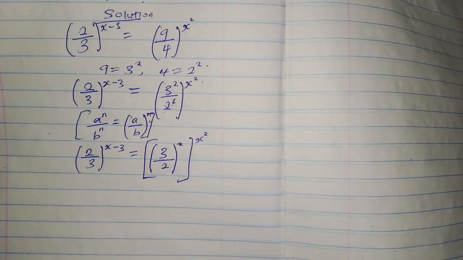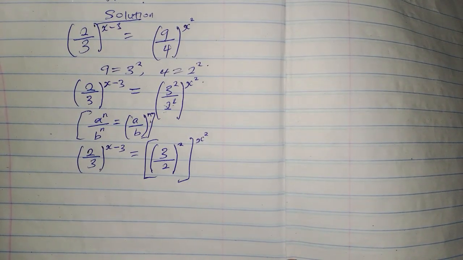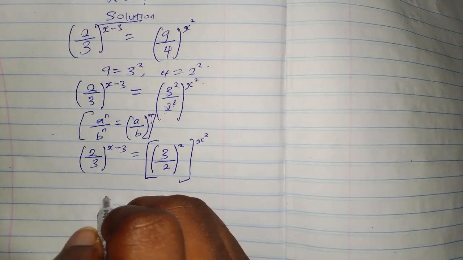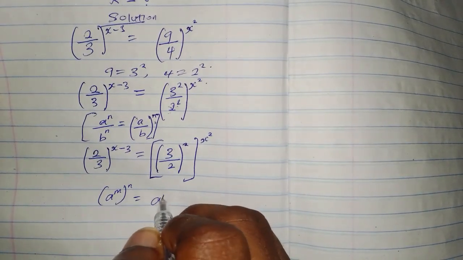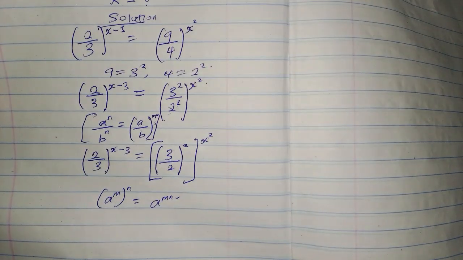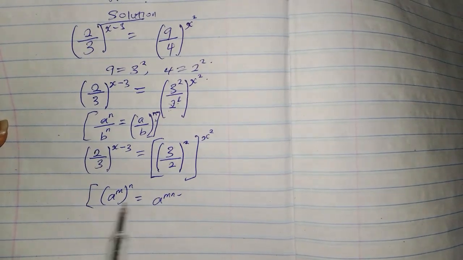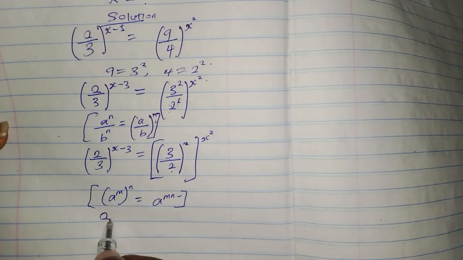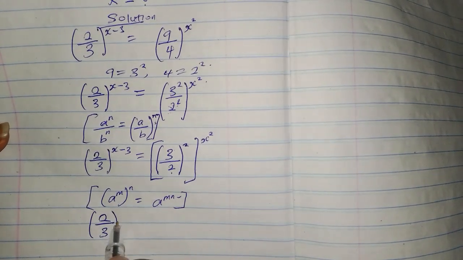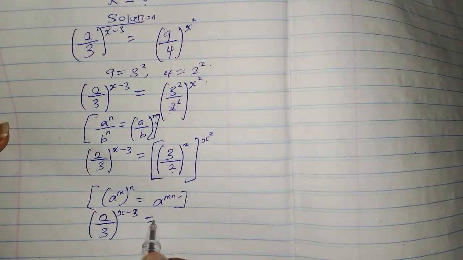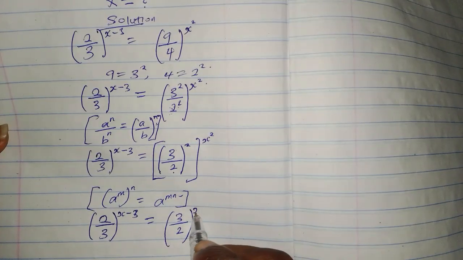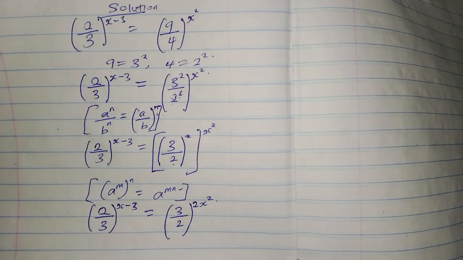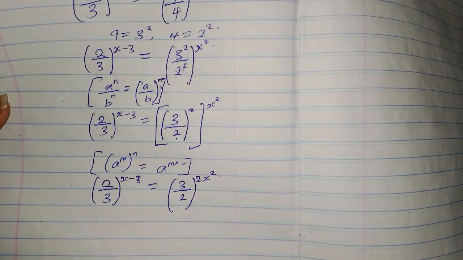Having done this, what then is the next step? The next thing we are going to do at this part is apply the rule: (a^m)^n is also equal to a^(mn). So we put this through now. At this part, we have (2/3)^(x-3) equals (3/2)^(2x^2). This is what we are now having.